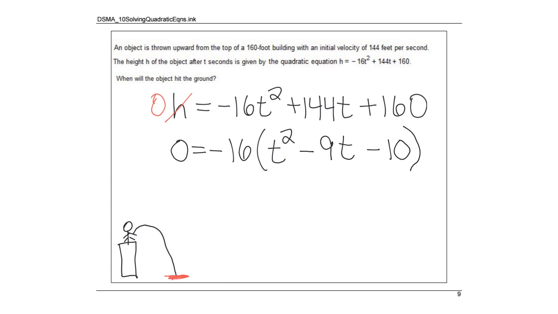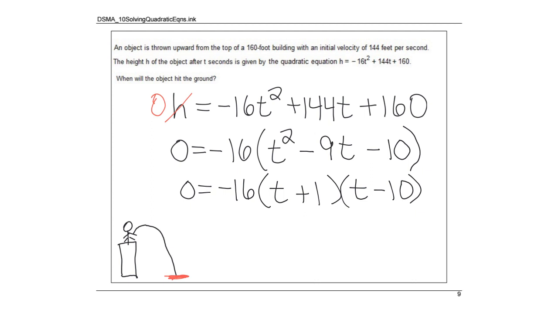All right, so now we can factor. We just have this negative 16 hanging out in front. There's no variable, so we're not going to worry about that. And so we need factors of negative 10 that sum to negative 9. So that's going to give me plus 1 and minus 10, right? Because 1 times negative 10 would give me negative 10, and 1 plus negative 10 would give me the negative 9 in the middle. Okay, so that's good.